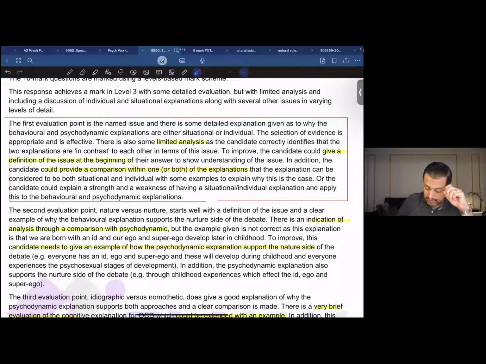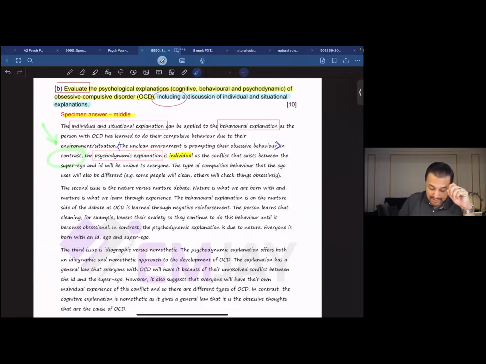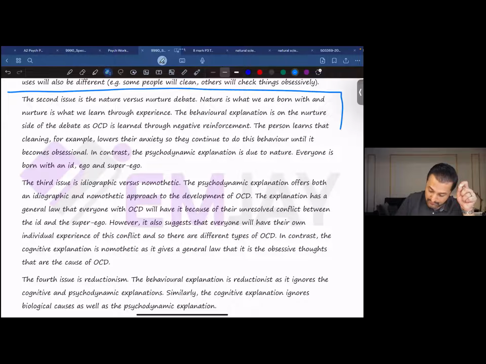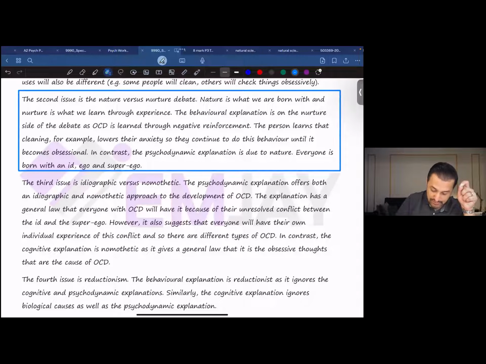Now, moving on to the next paragraph here. The second issue is the nature versus nurture debate. Nature is what we are born with, and nurture is what we learn through experience. So the named issue has been used. Now moving on to another issue here, right? So the second issue is the nature versus nurture debate. Nature is what we're born with, and nurture is what we learn through experience.